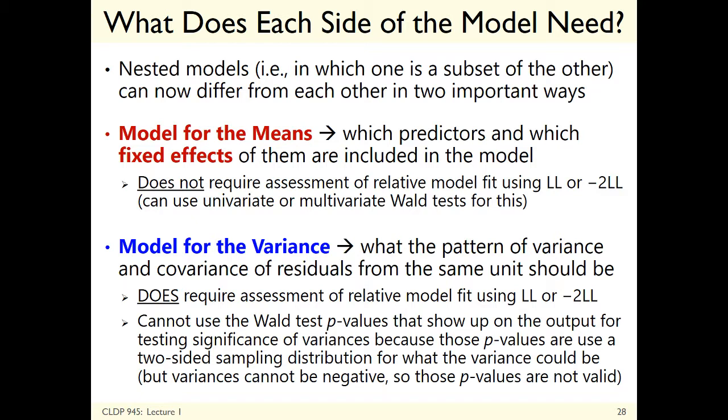We cannot stare at the p-values that show up on the output from the Wald test. Those are based on the idea of a two-sided sampling distribution. So if I have a fixed effect, could it be positive? Sure. Could it be negative? Could I have a negative slope? Sure. Can I have a positive variance? Sure. Can I have a negative variance? Some people would argue that you should let them go negative, but I am not one of those people. No, you can't have negative variance.